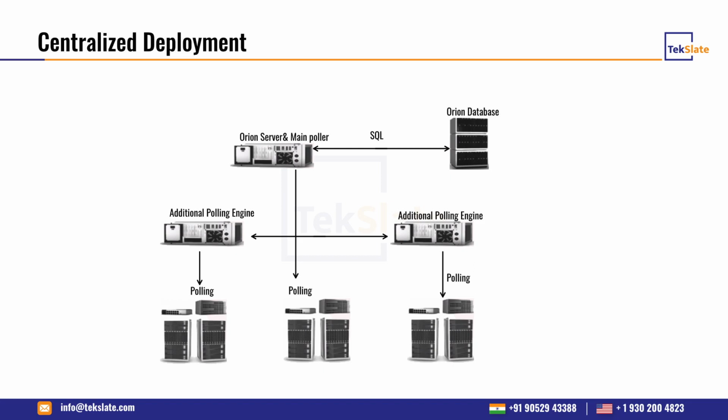Whenever we are placing any particular device into SolarWinds, we will define through which polling engine that particular device has to be monitored. Here we get options of 3 polling engines in total. In order to share this polling load, we can use the additional polling engine. Say suppose we have to increase the web server capacity, then we need to go for an additional web server. If we need to increase the polling capacity, like if we want to monitor more elements, then we need to go for the additional polling engine. This is the centralized deployment.